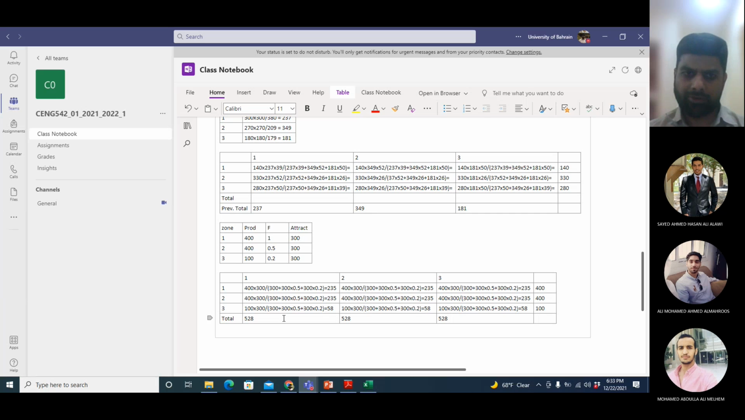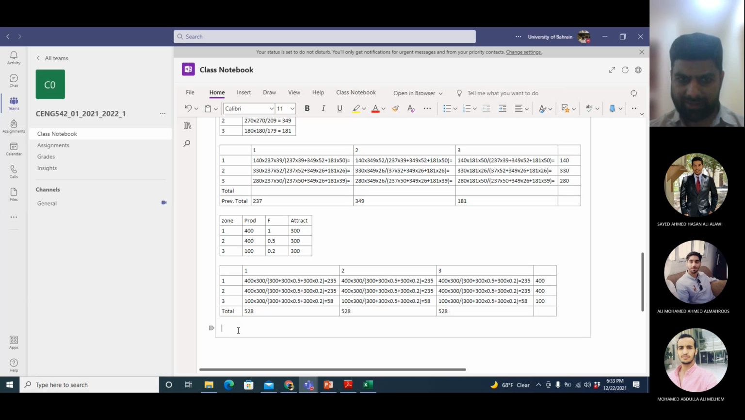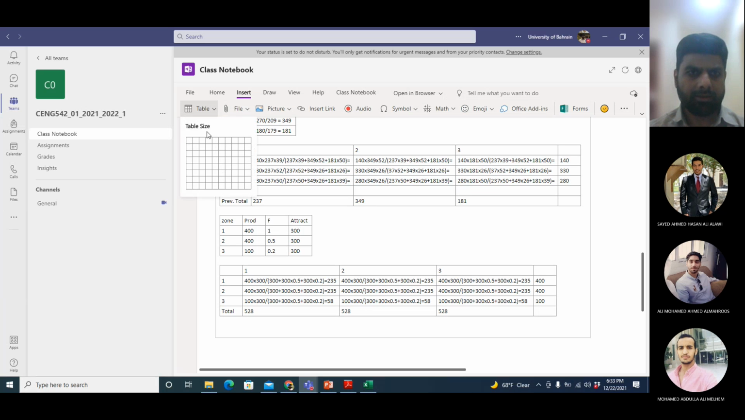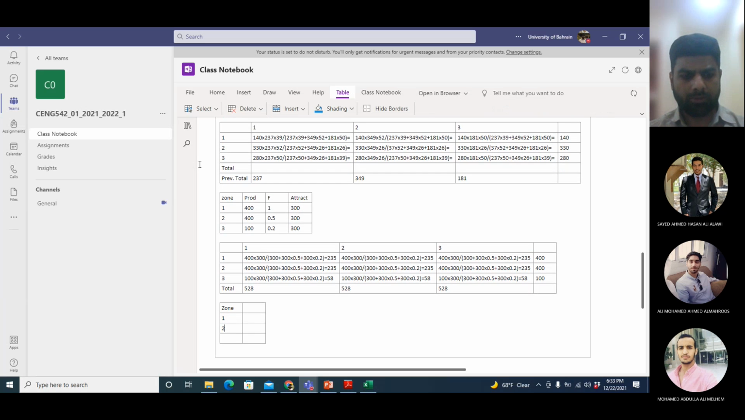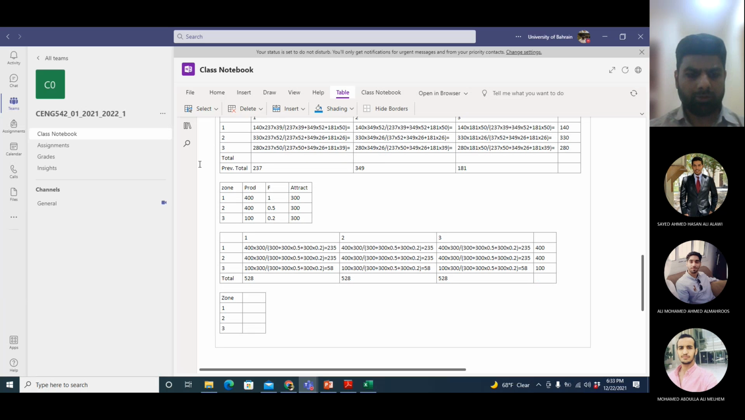For the number of attractions, again you need to recalculate the factor. So if I calculate the attractions here, zone 1, 2, 3. For each zone, the previous attraction value was 300. So 300 into 300 divided by 528. Is this value correct, 528? Yeah, okay, fine. How much is this? 170.